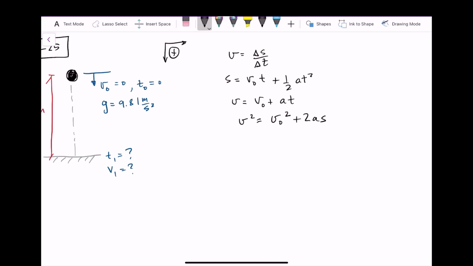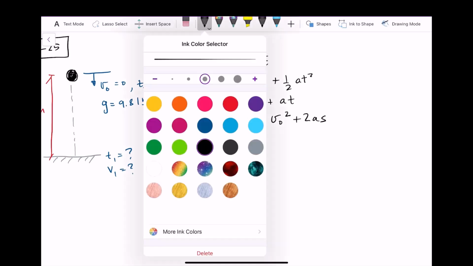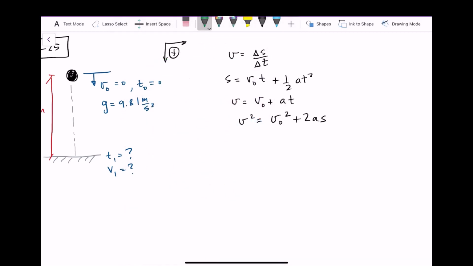Okay, taking a look at these three, we have a value for S, we have a value for A, the acceleration, that's the acceleration due to gravity. I also have an initial velocity, which is 0. So right off the bat, we can see with this equation, we should be able to use that in order to solve for our final velocity. So let's go ahead and do that.